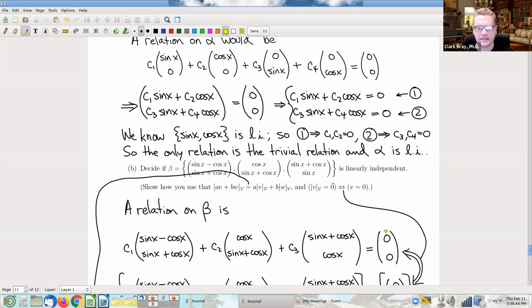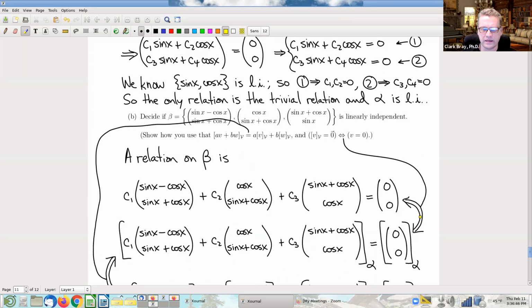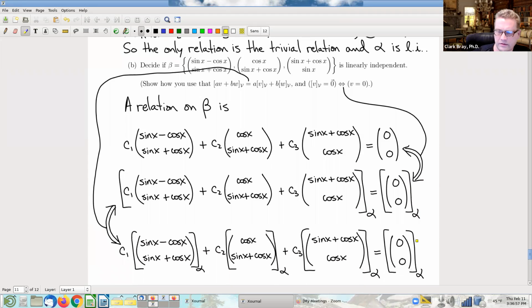So what I'm going to do is use our basis. I'm going to say, we know I can take alpha coordinates on both sides, and I can rewrite the alpha coordinates of the combination as the same combination of the individual alpha coordinates. That's just using our new big theorem.